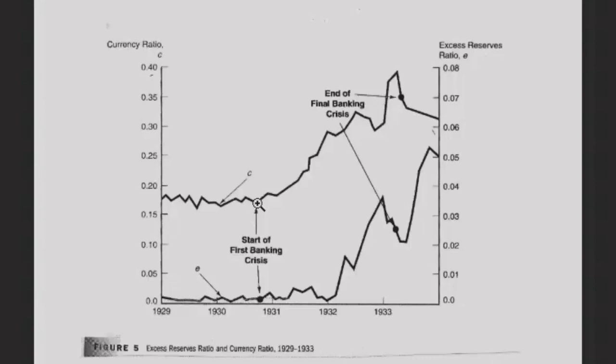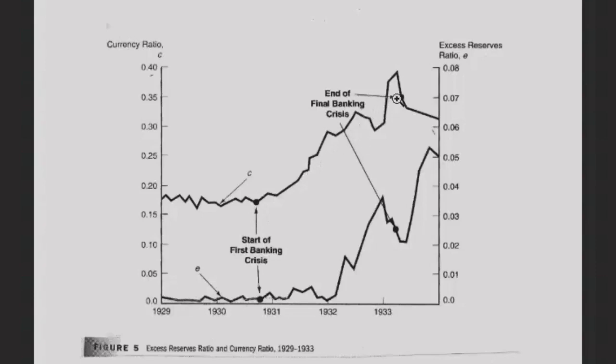So either way, if people are panicking and closing their accounts and taking out cash, that number C should be rising. And again, of course, that reflects confidence in the banking system, or lack of confidence in the banking system if you're shutting your account. So you can see this C exactly starts rising around where it's labeled start of first banking crisis. So what's that telling us?